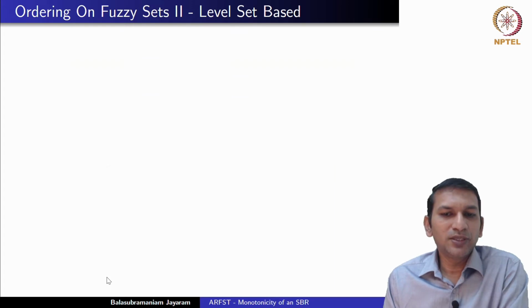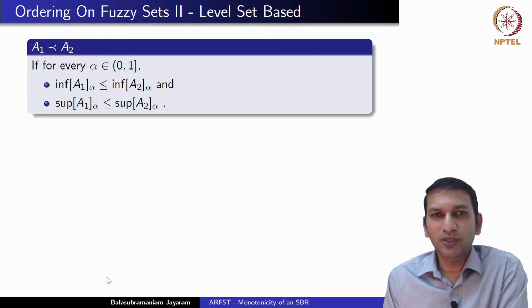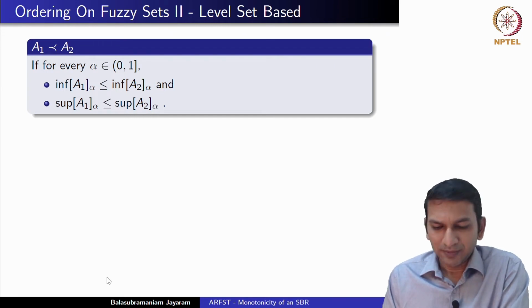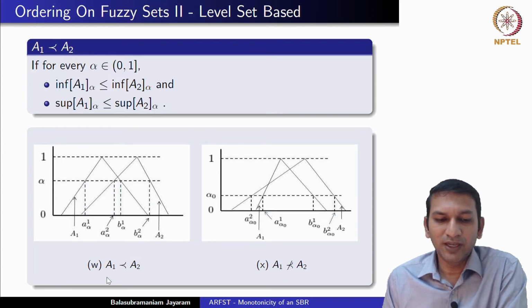This led us to discuss level set based ordering, wherein for each alpha cut, we looked at the corresponding alpha cuts and we ordered them based on the intervals there. We have seen that the pair of sets on the left hand side of your screen are orderable with respect to this level set based ordering, while the ones on the right are not.